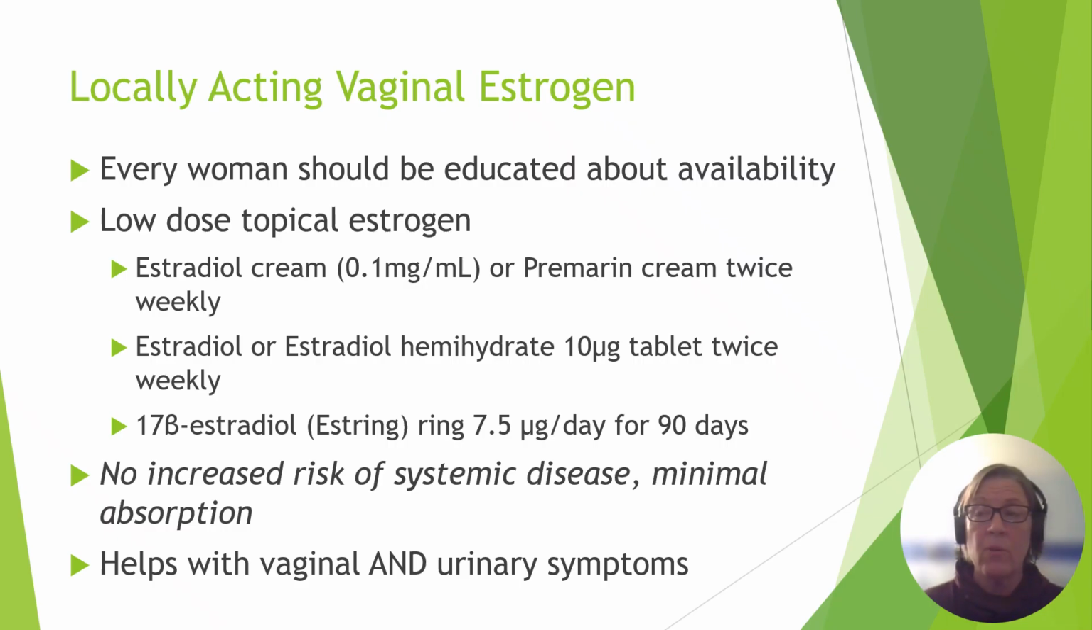It's important to note that there are two vaginal rings for hormone therapy. The E-string is low dose for locally acting, and there is another one that's a higher dose for systemic estrogen. With locally acting vaginal estrogen, there is no increased risk of systemic disease, as there is minimal absorption into the bloodstream. And this helps with vaginal and urinary symptoms.